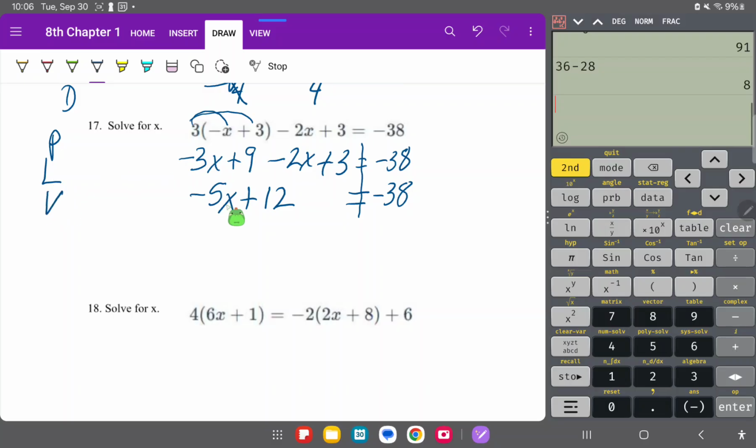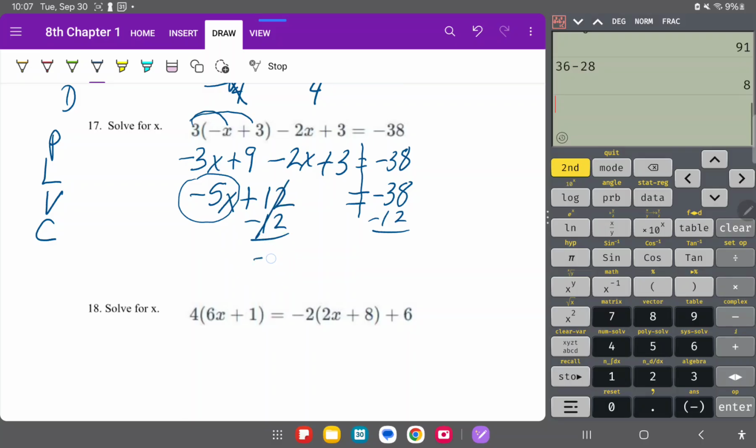Now, all the variables are already together over here. So we need to go to the next step, which is to deal with the constant. So we have this 12. So we need to, because we need to get this all by itself. So we can, remember the last thing is to divide. So we'll subtract 12.